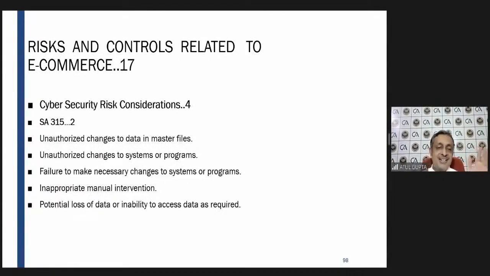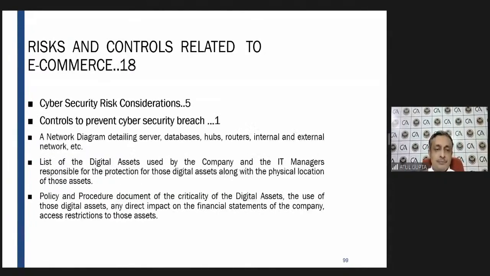Yes, thank you, Vijay Shankar. Failure to make necessary changes to systems or programs. Inappropriate manual intervention. Potential loss of data or inability to access data. So these are all risks defined in the standard on identifying and assessing the risk of material misstatement due to systems not working properly.